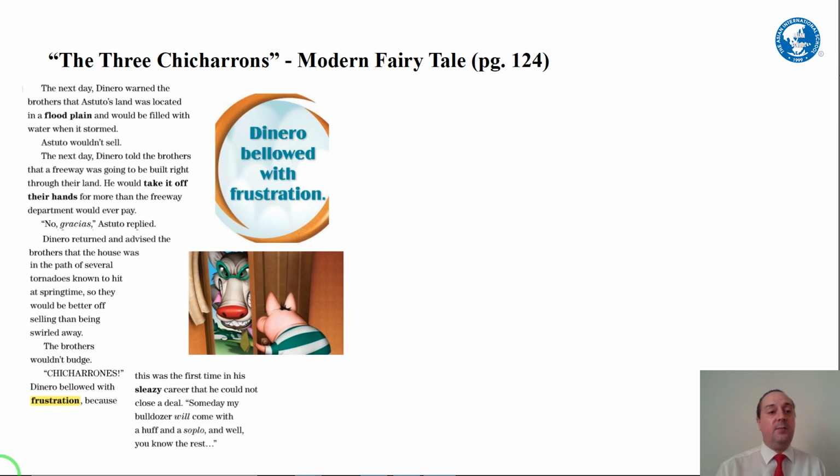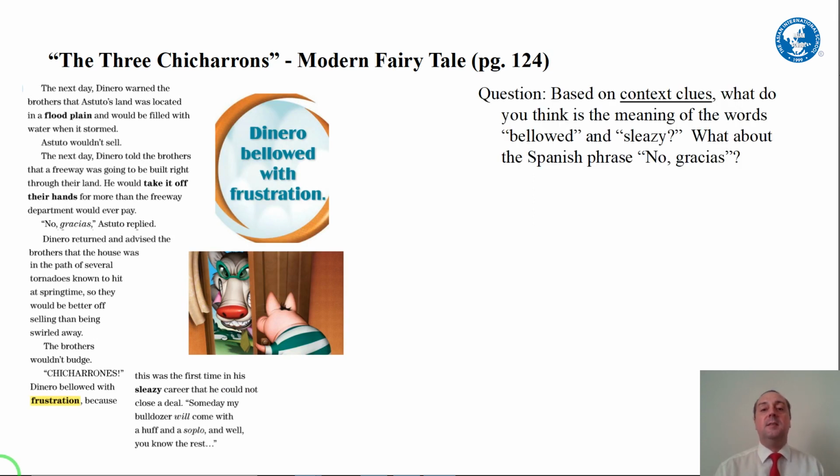Here's page 124. Okay, and here is the question on the screen. Based on context clues, what do you think is the meaning of the words bellowed and sleazy, and also the Spanish phrase, no gracias? So pause the video and answer this question.